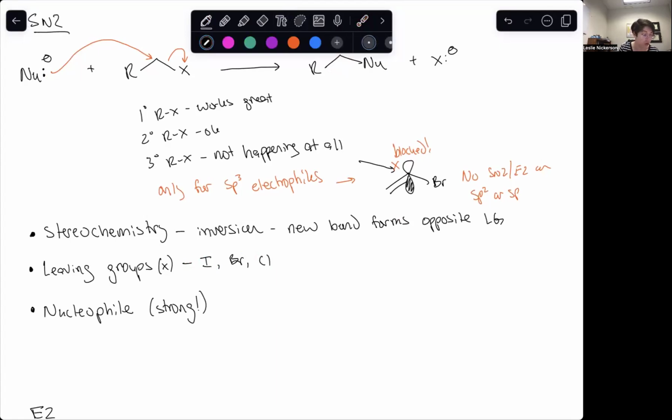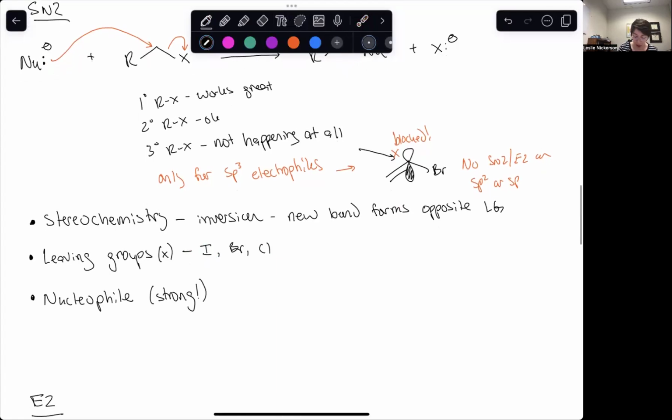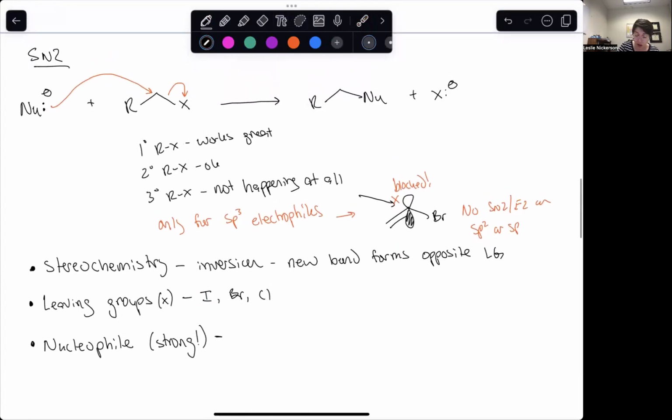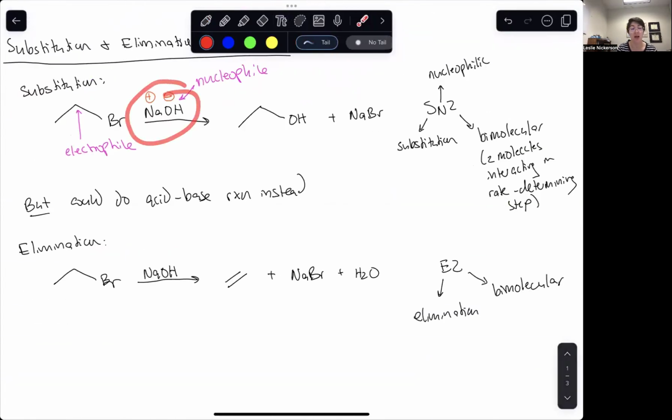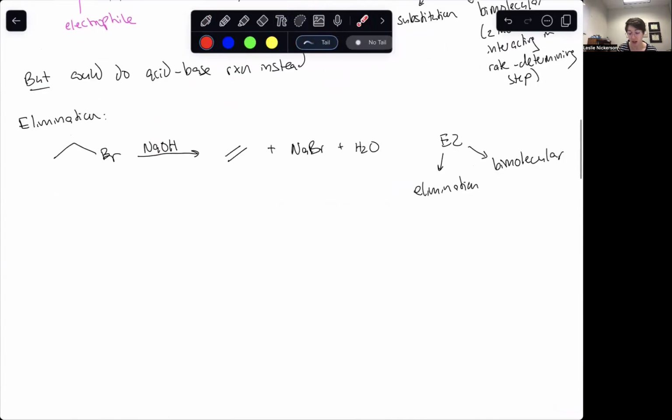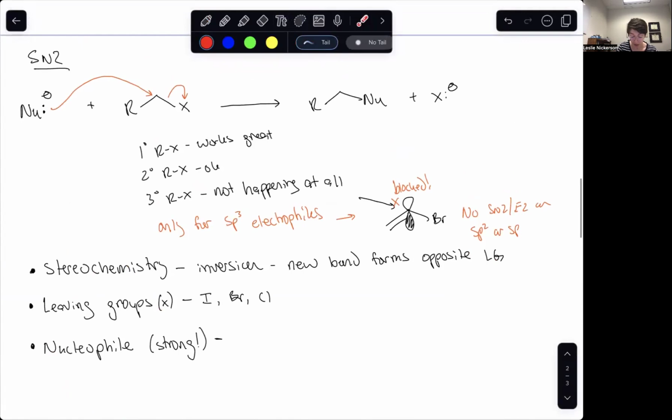It's never going to be used as a leaving group here. And then strong nucleophiles. Notice how when we had this nucleophile, we had a minus on it. When we did this reaction up here, we had an O minus. So we're looking for a really strong nucleophile that's got some good localized electron density and is fairly reactive.